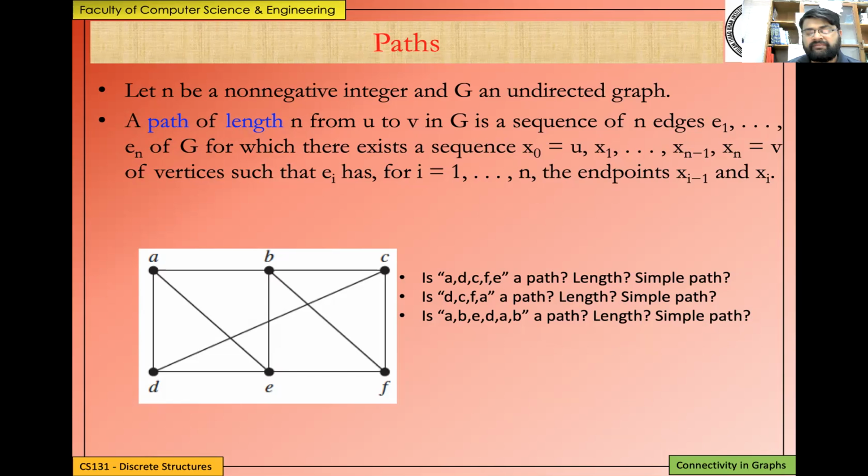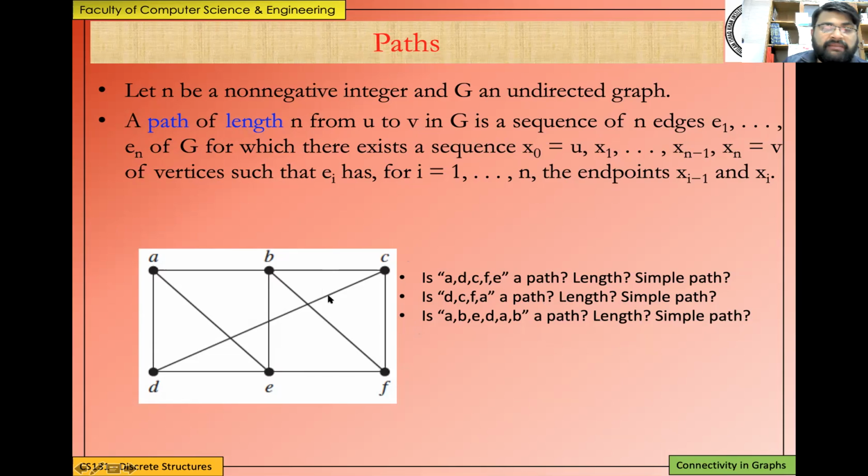Which does not repeat a particular vertex or edge again. So is DCFA a path? No, it's not a path. The length does not matter because A is not directly reachable from F. F and A are not connected.